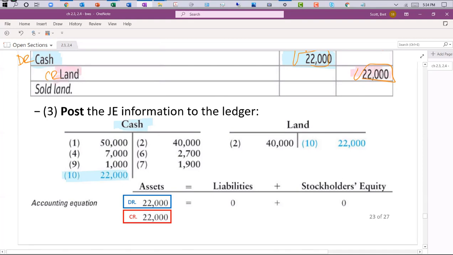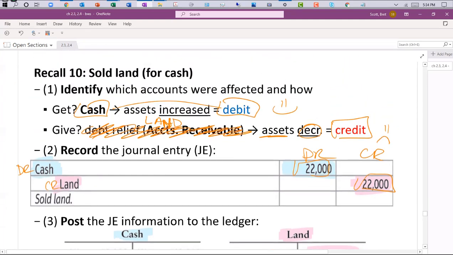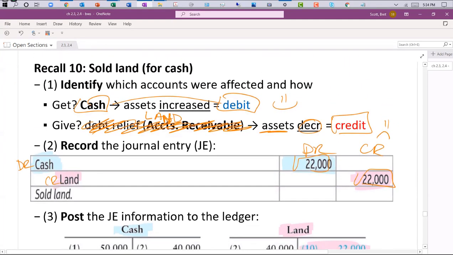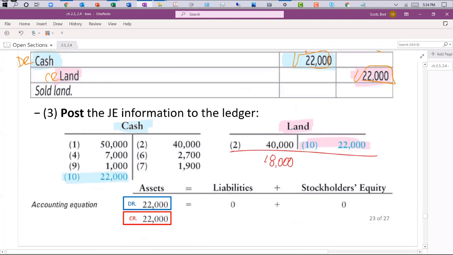Go down, find land, plug in 22,000. Then take a step back and ask yourself, does it make sense what I just did here? The end result is I have $18,000 of land left. Yes, that makes sense. I had 40,000, and now, according to this, I only have 18,000 of land left. Based on the above, that makes sense because I actually sold land. Land should be going down. So in this case, the credit makes sense. Credits decrease asset accounts, debits increase asset accounts.